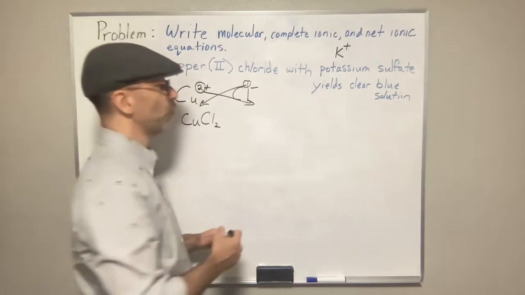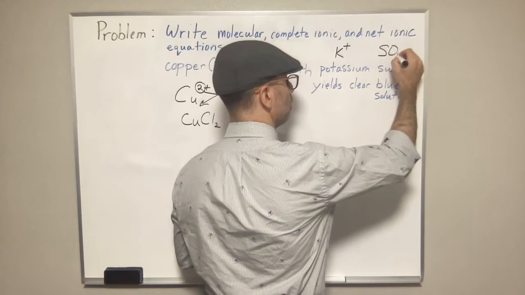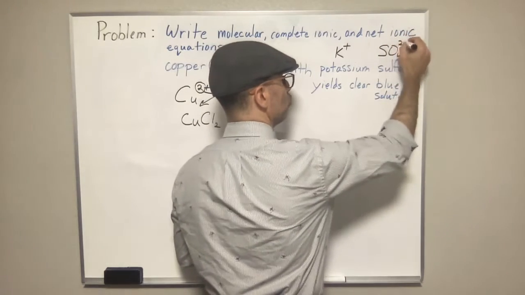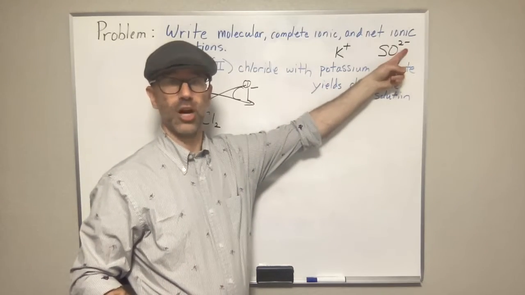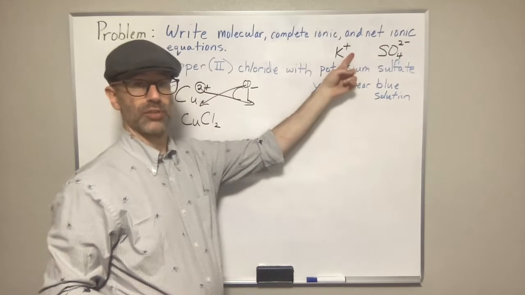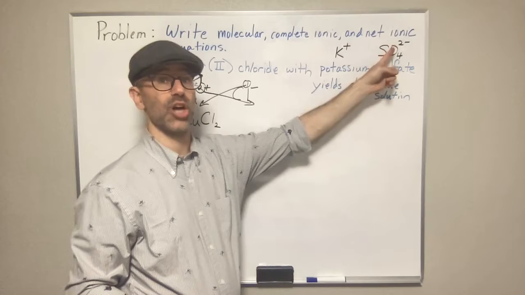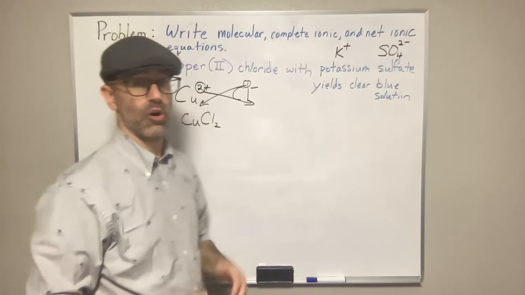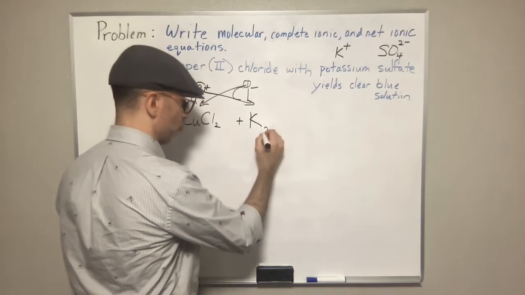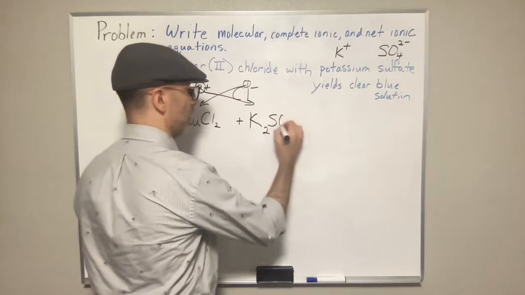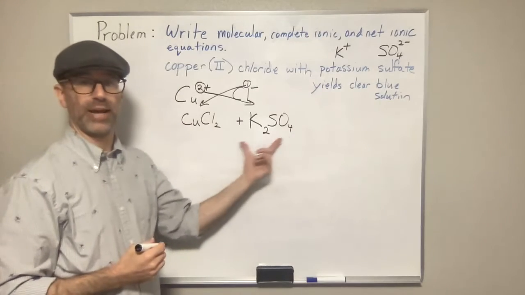But you need to know what sulfate is. So you need to know that it is SO4, and it's got a 2- charge. And so I see that this is a 2- charge, and it's got a +1 charge for the potassium. So that means I'm going to need 2 potassium to balance the charge on the sulfate. So the formula is going to be K2SO4. So there's the formula of my second reactant.